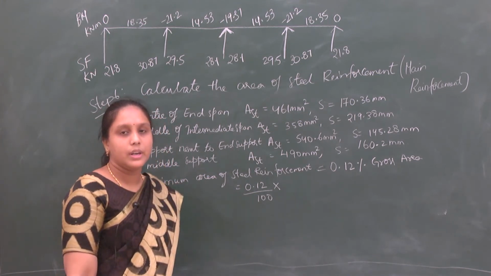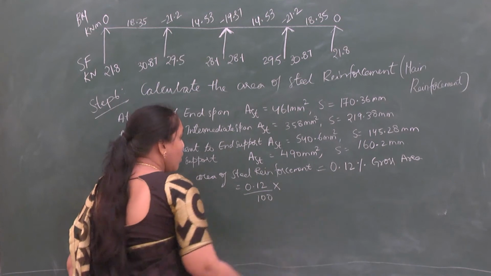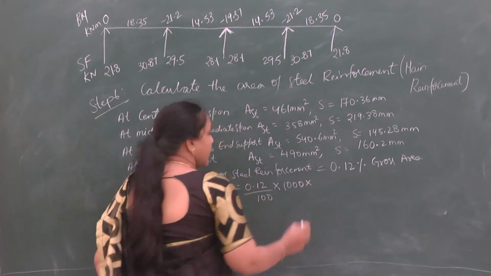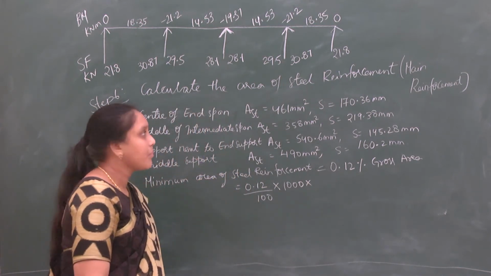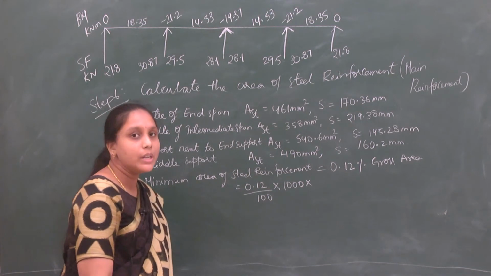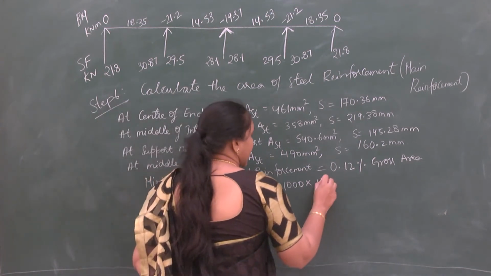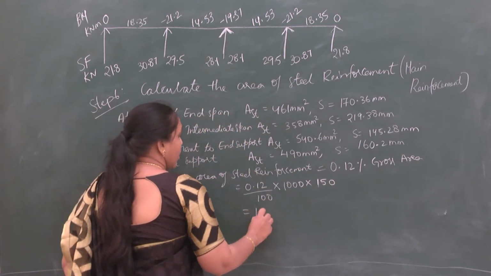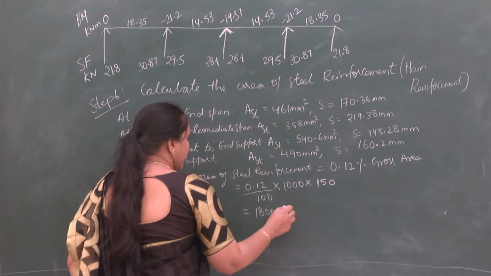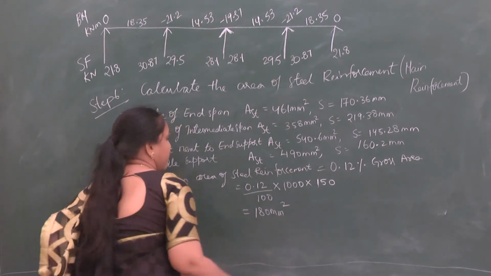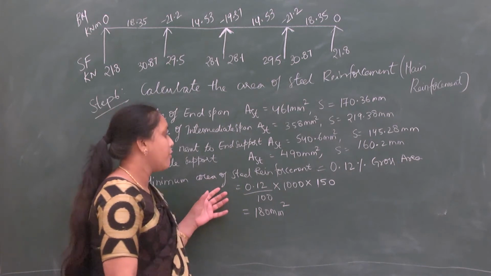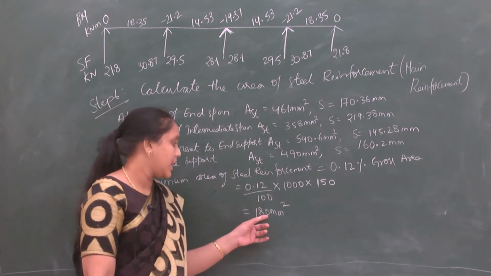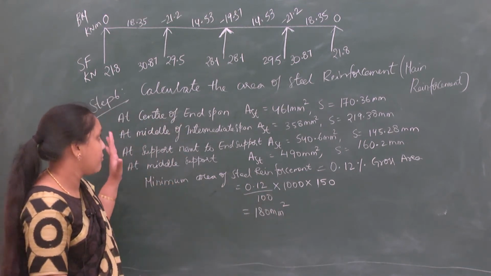So gross area here will be B into D. B is as usual 1000 mm into D, which is the overall depth of the slab, 150 mm. So if you solve this, you get a value of 180 mm square. So this is the minimum area of steel reinforcement which has to be provided for the slab, which is 180 mm square. And you have to check for all these things.